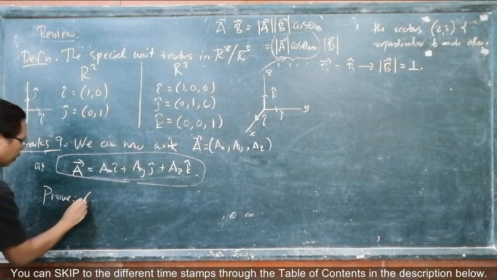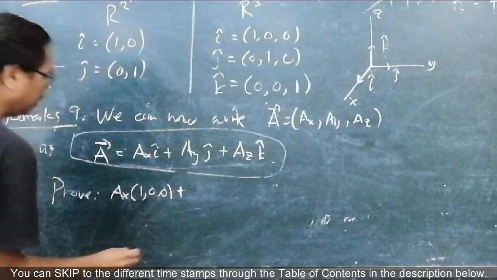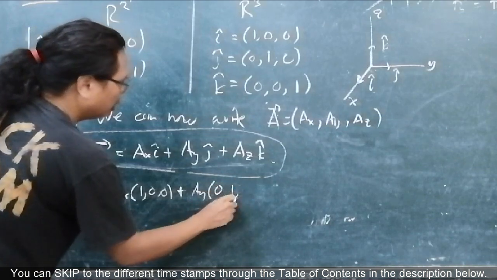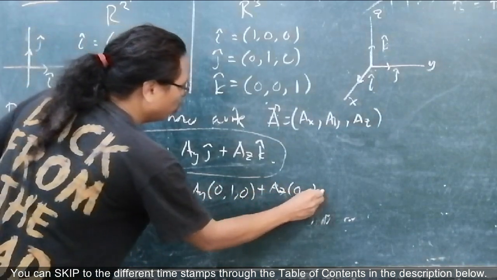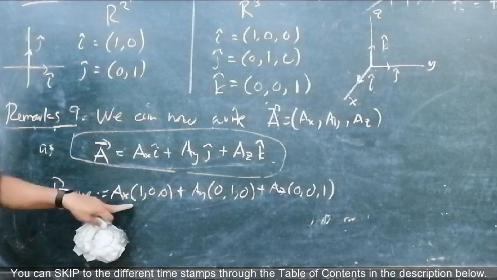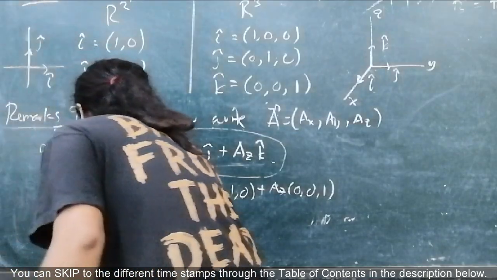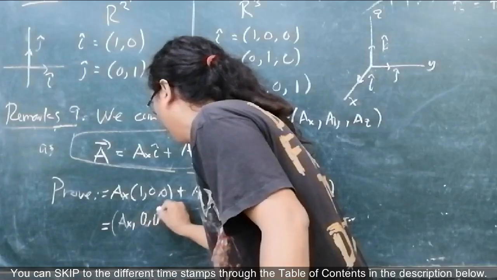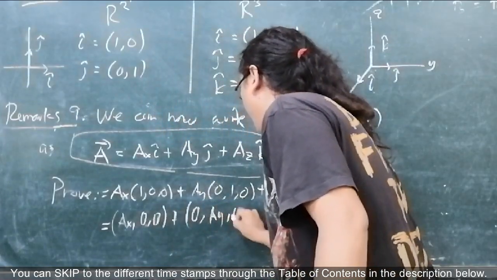What is that? This is AX times 1, 0, 0 plus AY times 0, 1, 0 plus AZ times 0, 0, 1. And this is just scalar multiplication. So this is AX and then 0. AX times 0 is 0. So 0, 0 plus 0, AY, 0.